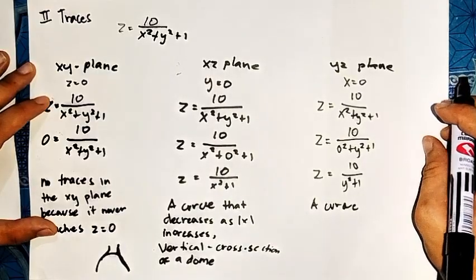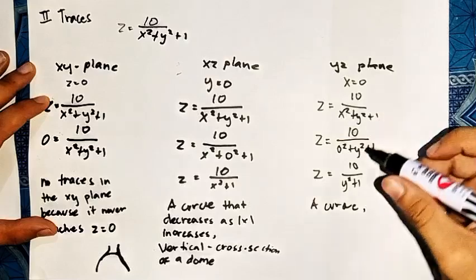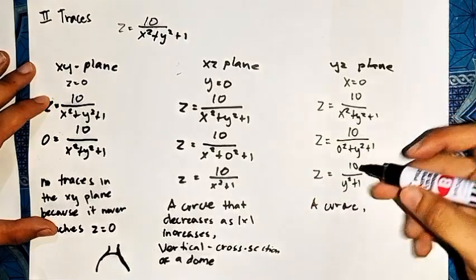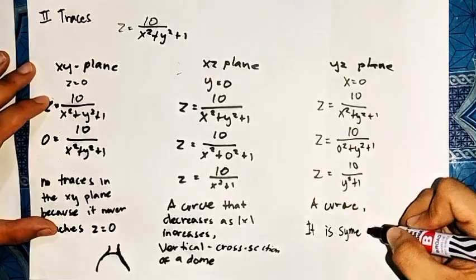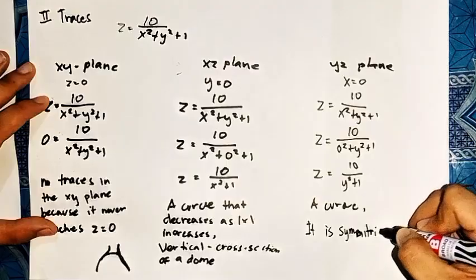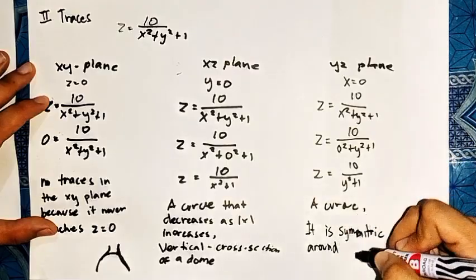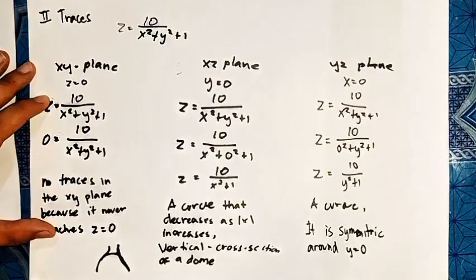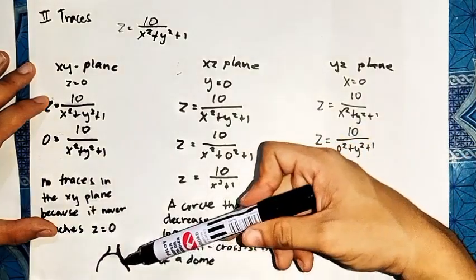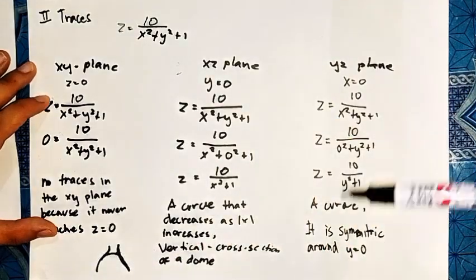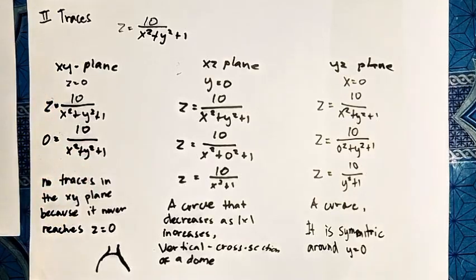But this time, same with the xz plane, but in the yz plane, it is symmetric around y is equal to 0. The figure in the yz plane looks like this one, but it is symmetric around y is equal to 0. Since we have this information, the intercepts and the traces, we can now graph this function.